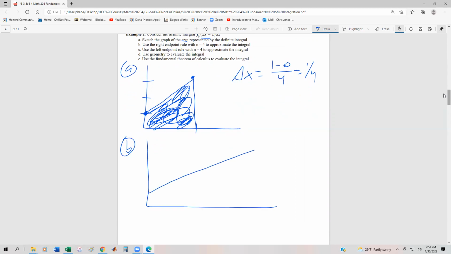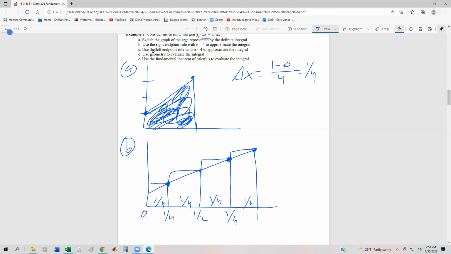So here's our graph, again exaggerated, and we're going to be using the right-hand rule. So this is a right hand right here, and that's one of our rectangles. And then we have another one, and just imagine that these are all the same size. This is going to be 0, a quarter, a half, 3/4, and 1. All I'm doing is adding a quarter each time. We know that the base of each of these rectangles is a quarter.